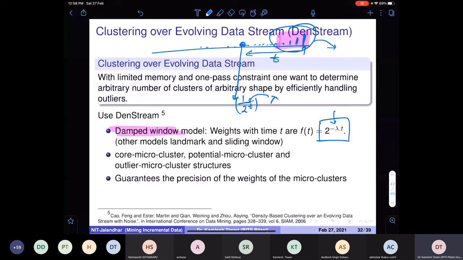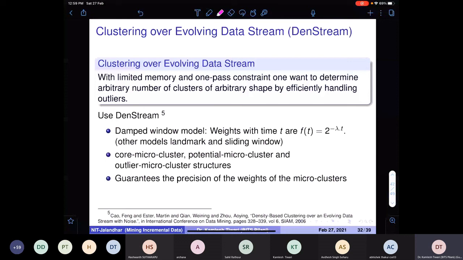The algorithm that we are going to see is called DenStream, and again, it is a very old paper. The link is available over here, and you can see this particular paper. So how does it work?